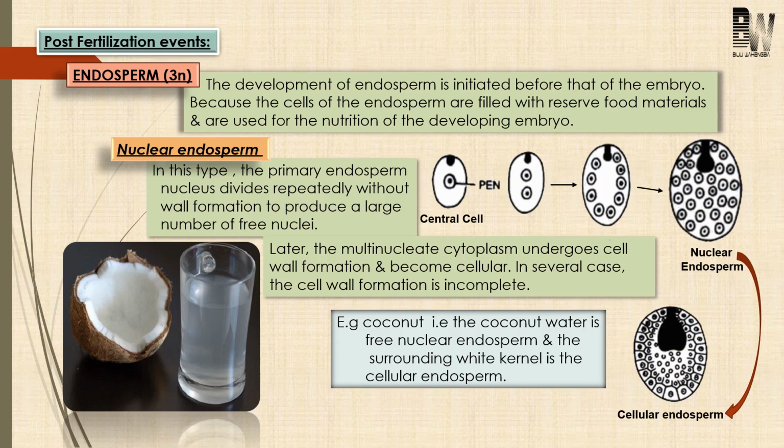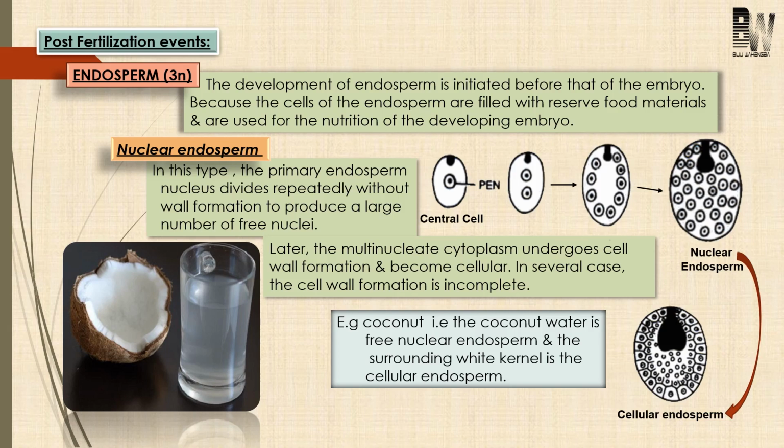Okay, so first come to endosperm. We know that this endosperm is a result of a triple fusion. We also know that this endosperm has a triploid number of chromosomes. Not only that, this endosperm is actually a nutritive tissue which will provide nourishment to the developing embryo. Okay, this we have discussed in an earlier class.